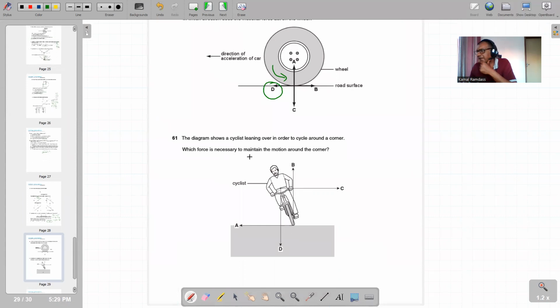The diagram shows a cyclist leaning over in order to cycle around a corner. Which force is necessary to maintain the motion around the corner? Definitely it is A, the centripetal force provided by the friction.